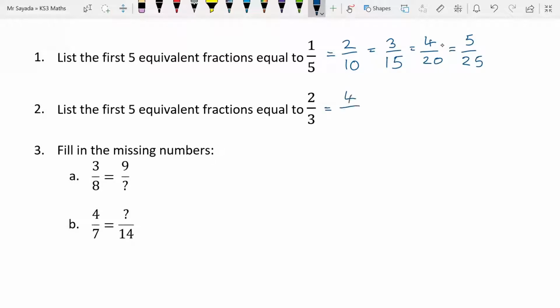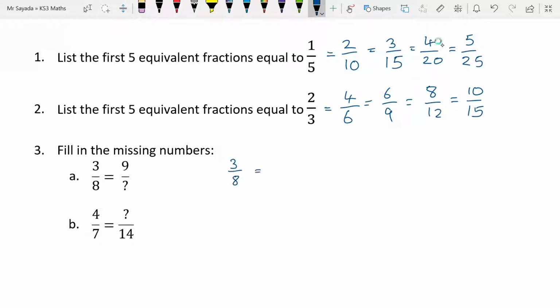For 2/3, we can multiply top and bottom by 2. That gives us 4/6. We can multiply top and bottom by 3. That gives us 6/9. We can multiply top and bottom by 4. That gives us 8/12. And we can multiply top and bottom by 5. That gives us 10/15.